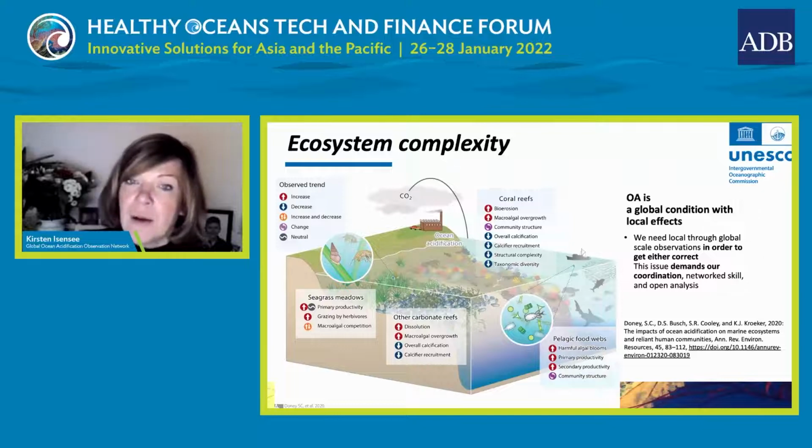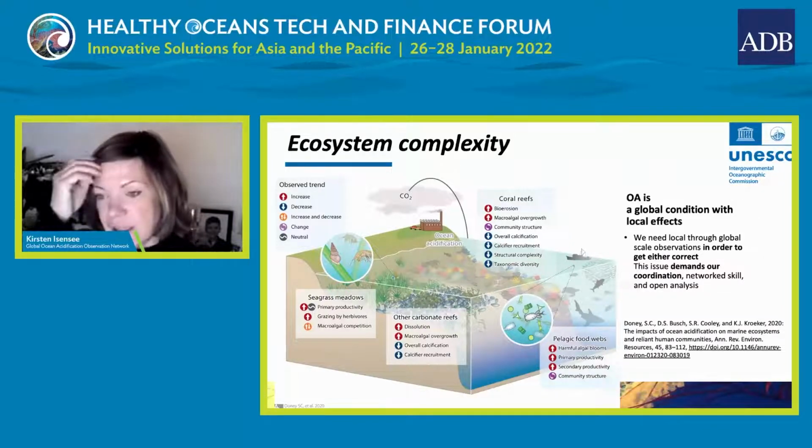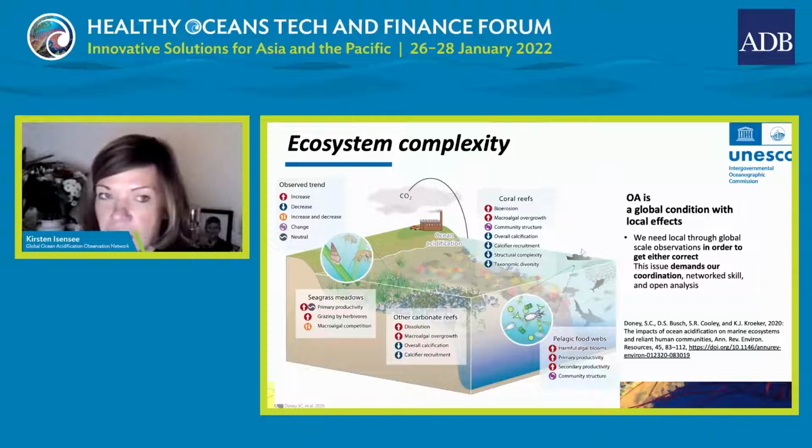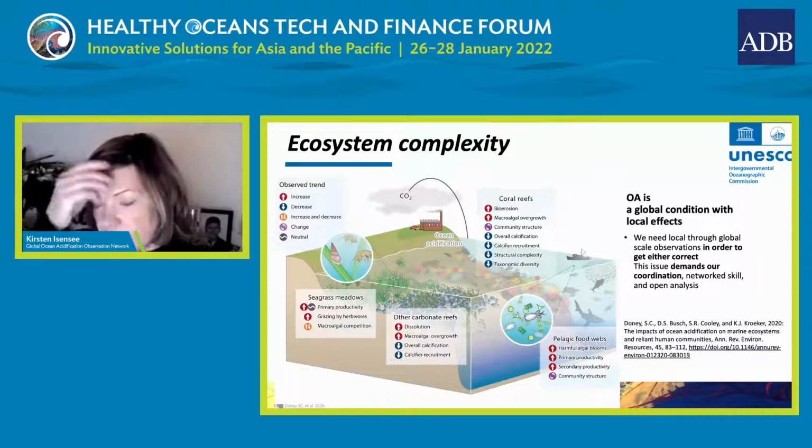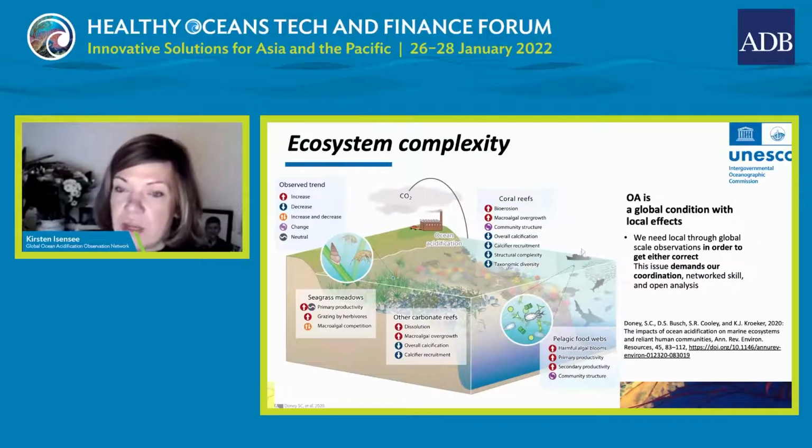And yes, those reduced changes in the carbonate chemistry have multiple impacts on our marine ecosystems and on our human well-being. So, for example, in coral reefs, we observe increased bioerosion, macroalgae overgrowth. There's a change in community structure, shifts in biodiversity. We have less recruitment, so we don't have so much new coral reefs building.